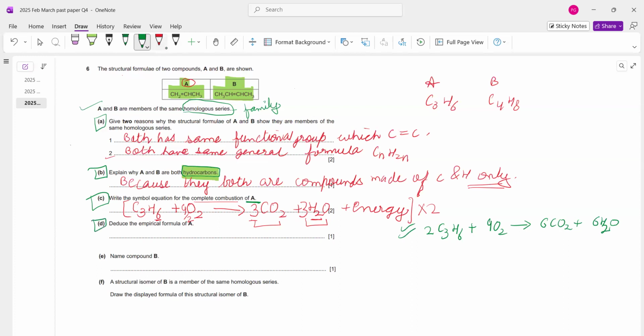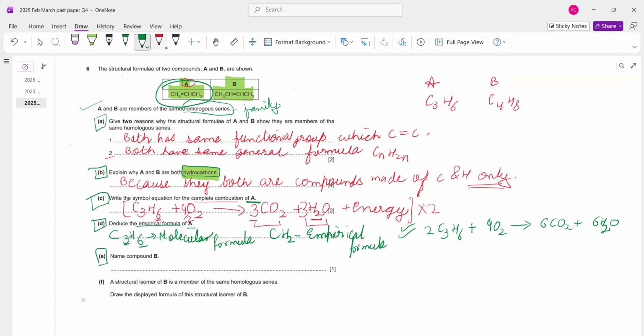The next part is again very simple. They are asking us to find the empirical formula of A. Now this is A here on the top. Its actual formula is C3H6. Now I hope you know this is the molecular formula, not the empirical formula. For finding the empirical formula, we will simplify it. So this is C3H6, it will be written as CH2. This is the answer to this part. Empirical formula is CH2.